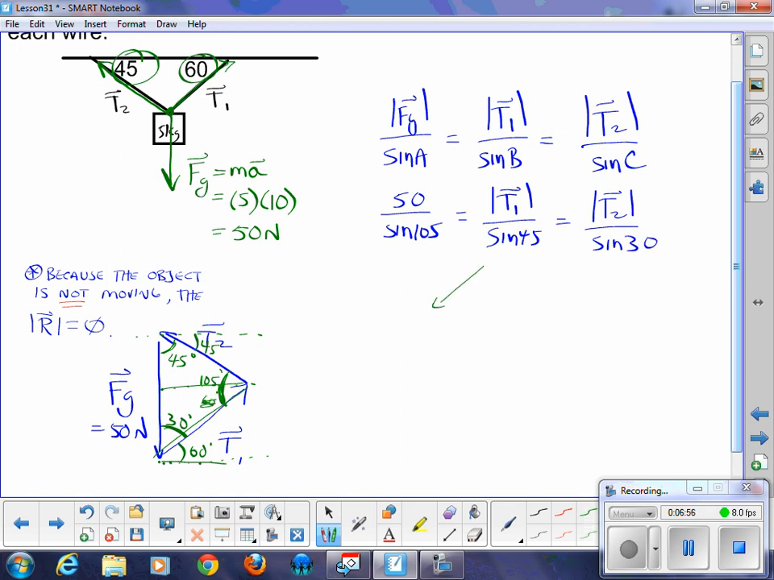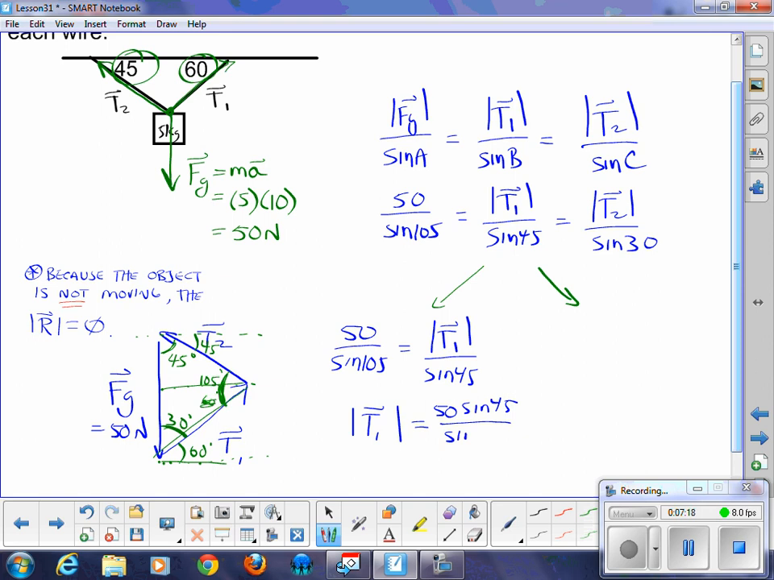Sine law breaks apart, and what's nice is we can solve immediately for each of these tensions. So if you do have a hanging sign question or an object hanging question, I do recommend sine law, just because it is a lot more efficient than the algebra. It actually is quicker, but it is a little bit trickier because you do have to draw the picture properly.